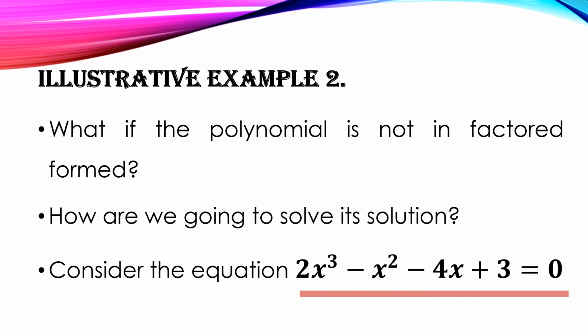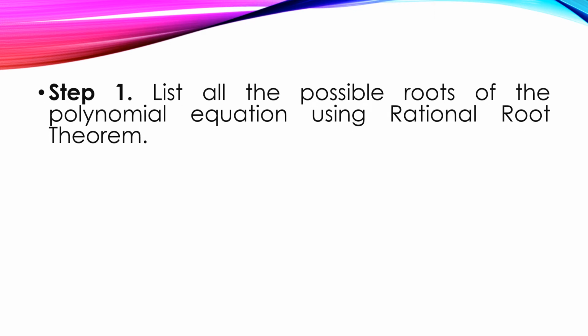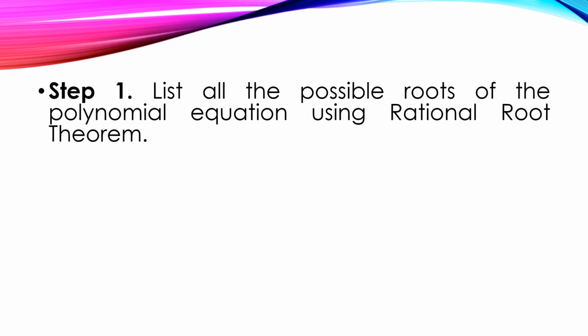As you can see, ang ating first term dito, it has the highest exponent. Ito yung ating leading term. And then, you have here the constant, and then equate natin sa 0. So, pag ganito yung itsura ng ating polynomial equation, so paano ba sinusolve yung kanyang solution or yung roots niya? Okay, so first step is to list all the possible roots of the polynomial equation using the rational root theorem.